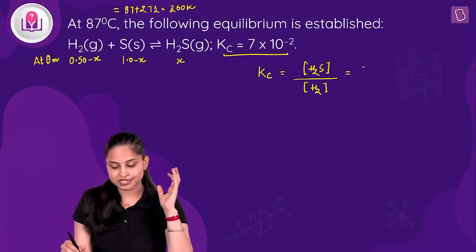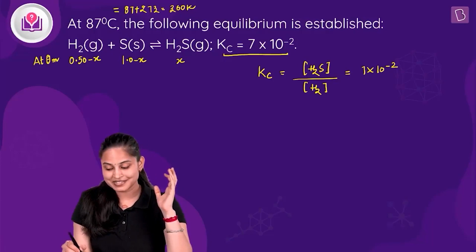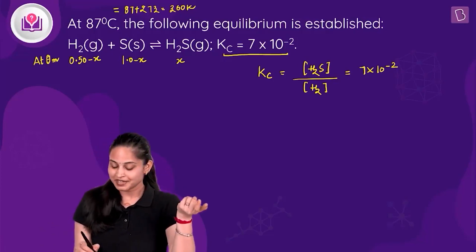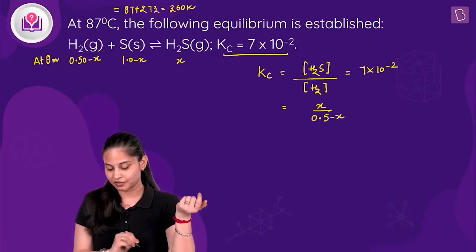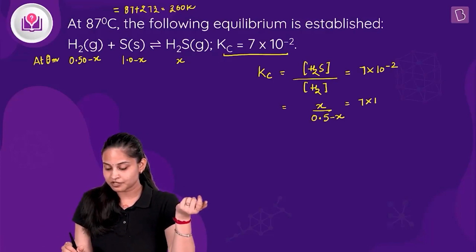So it is equal to 7 × 10⁻². Absolutely fine. So it is x upon 0.5 minus x equals 7 into 10 raised to power minus 2.